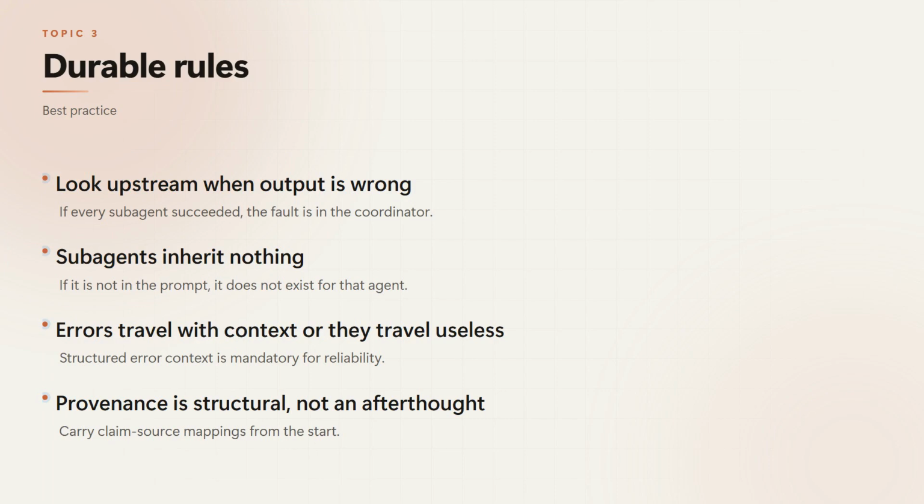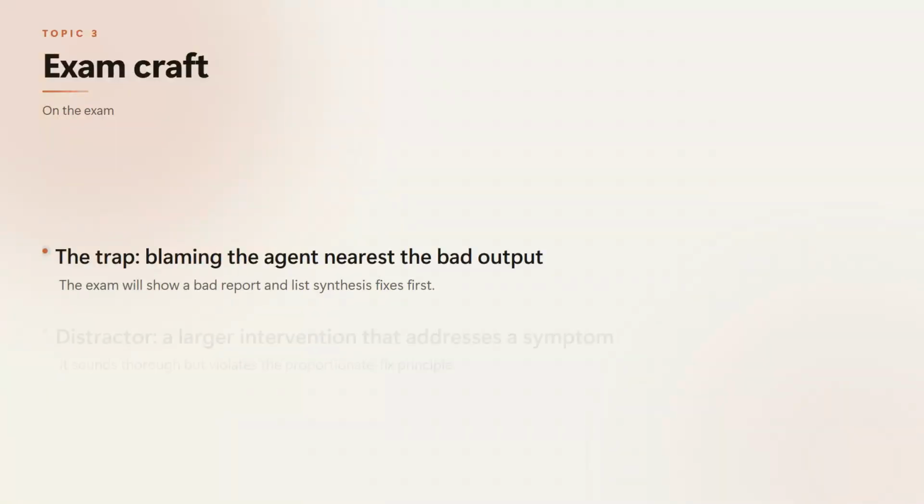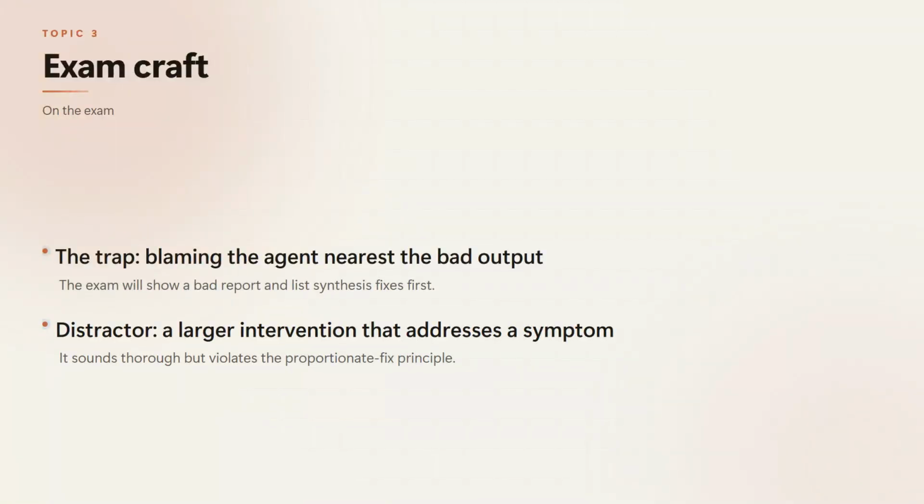When the document rejects an option like improving the synthesis agent, it is not because the synthesis agent is unimportant, it is because that fix bypasses the root cause, which is the coordinator's decomposition. This is testcraft. The exam will show a bad report and list synthesis fixes first. The trap is blaming the agent nearest the bad output. The distractor is a larger intervention that addresses a symptom. It sounds thorough but violates the proportionate fix principle.